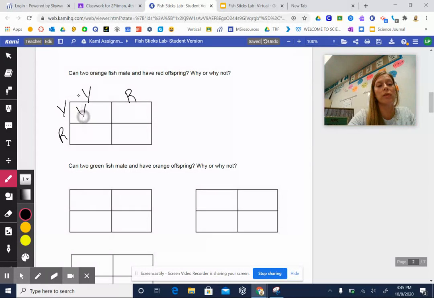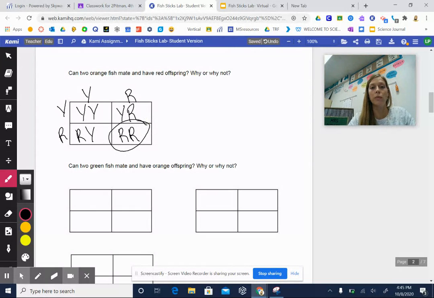So in this first box, I have homozygous yellow. Here I bring one down, one over, so I have a heterozygous orange fish. Bring my R over, my Y down. Again, I have heterozygous orange. Then over here, I have two reds. So I did produce red offspring with my orange fish. Now I have to explain why. Remember, I'm using my vocabulary, dominant or recessive.